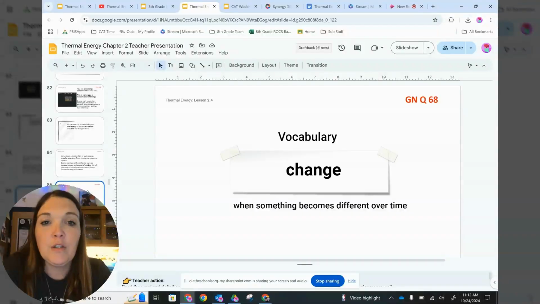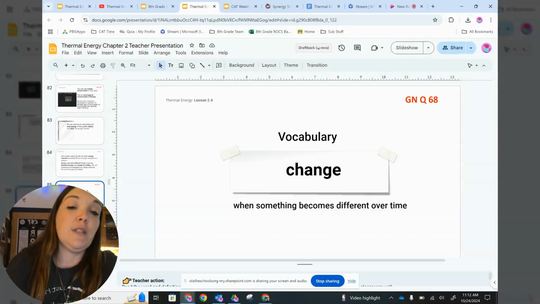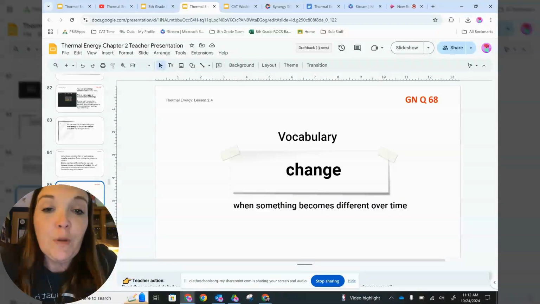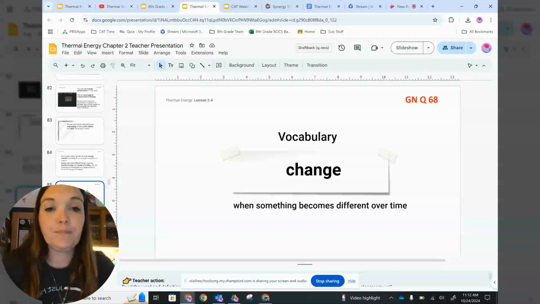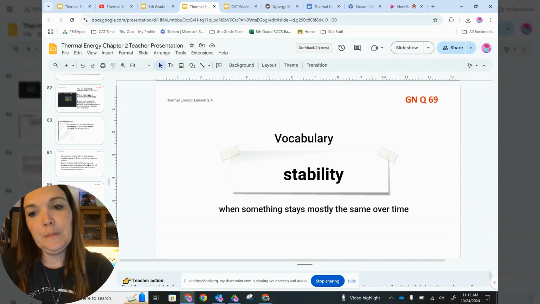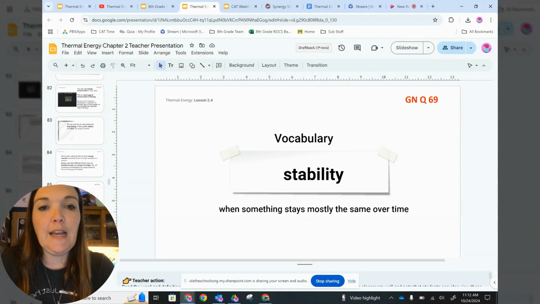Here's a vocabulary term for you. Guided notes question 68, the word change: when something becomes different over time. Get that down. Then we have guided notes question 69, the word stability: when something stays mostly the same over time. That is stability. Put that down.